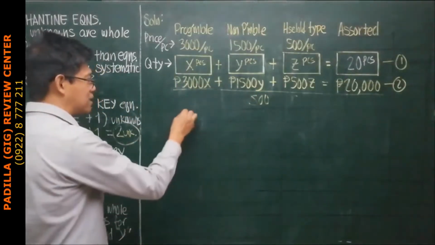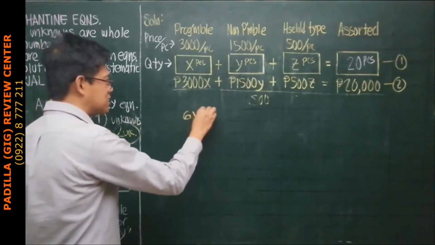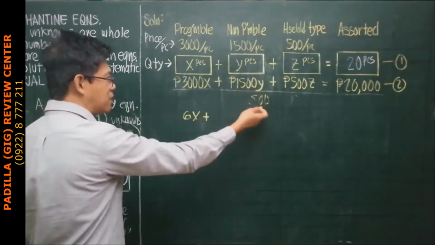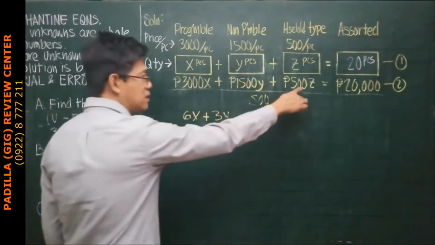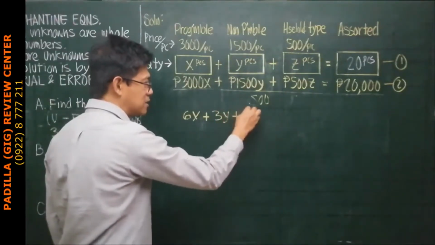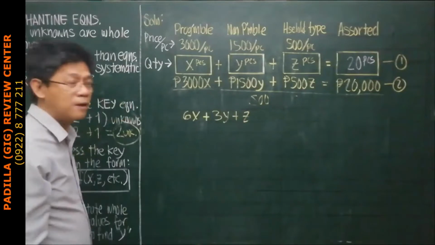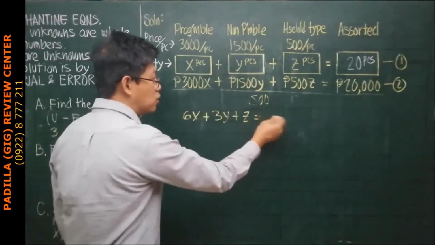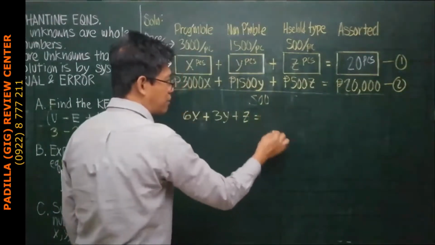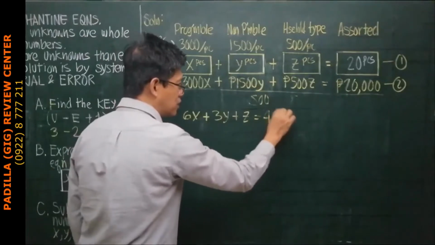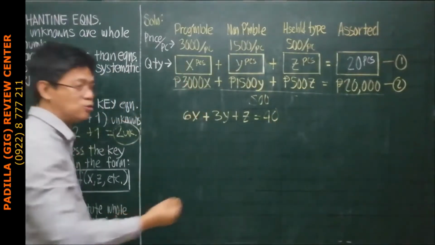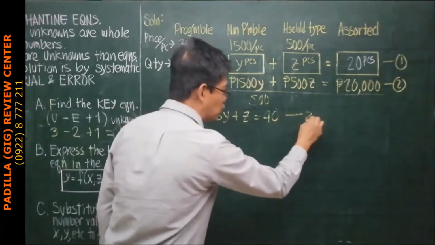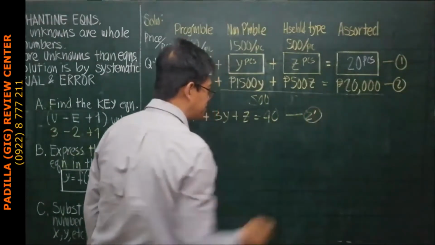3,000 over 500 is 6x. 1,500 over 500 is 3y. 500z over 500 is z. Now is equal to 20,000 over 500. This is 40. This would be the simplified equation 2. Tawagin ko lang yan 2 prime, ha?